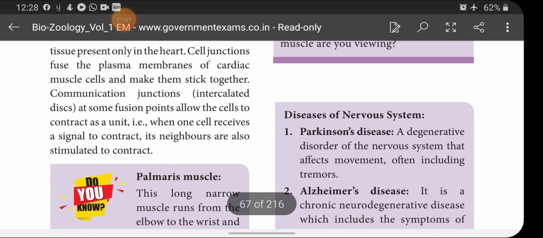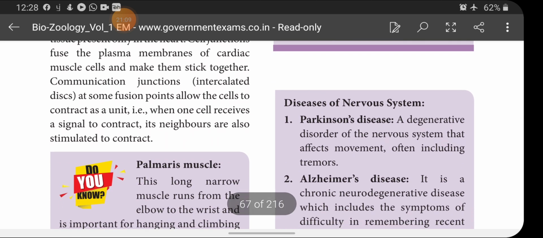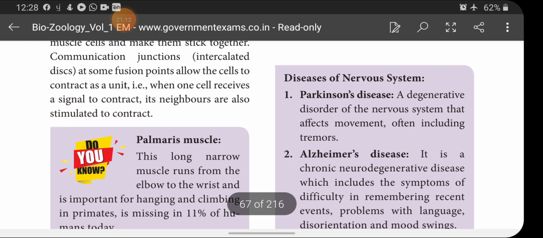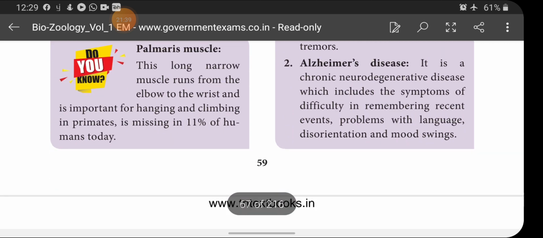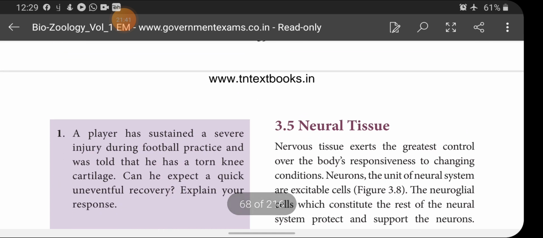And what are the diseases of the nervous system? Parkinson's disease, a degenerative disorder of the nervous system that affects movement, often including tremors. Next, Alzheimer's disease. It is a chronic neurodegenerative disease in which, with advancing age, the cerebral cortex starts to degenerate. The symptoms include difficulty in remembering recent events, problems with language, disorientation and mood swings.